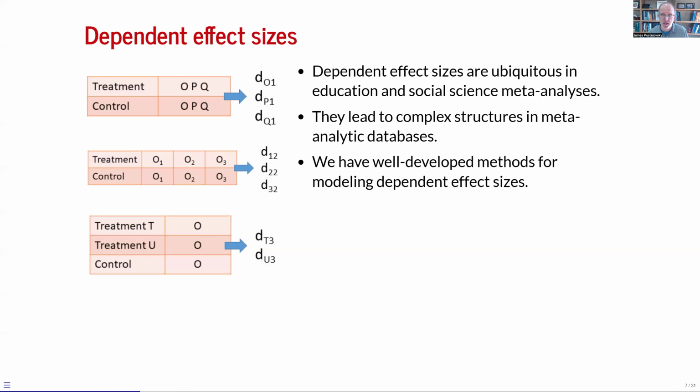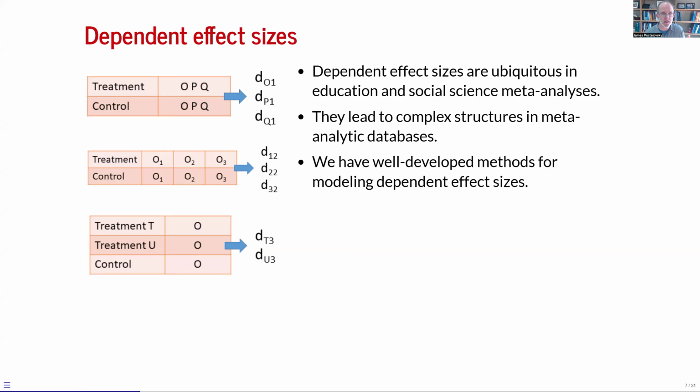A further complication here, and one of the reasons that we think it's necessary to describe preliminary analysis workflows for meta-analysis specifically, is that meta-analysis data have special features. One prominent feature, in education and psychology and many other areas, is that the data are kind of complicated because of the presence of dependent effect sizes.